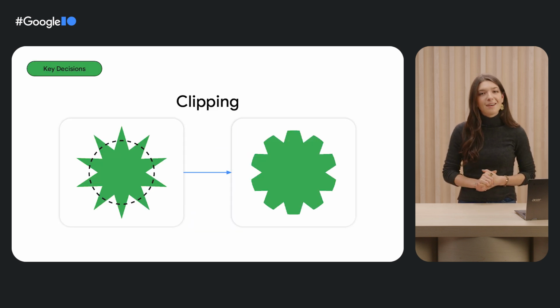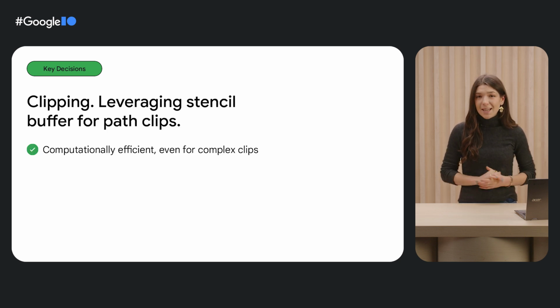Another thing we focused on is how Impeller implements clipping. When rendering widgets, Flutter frequently uses clip masks to cut out shapes. So it's really important that this process is efficient. Impeller specifically takes an approach that leverages hardware features to ensure that clipping is super fast.